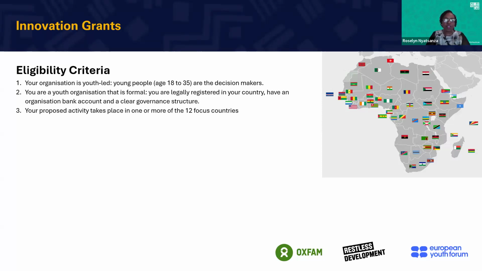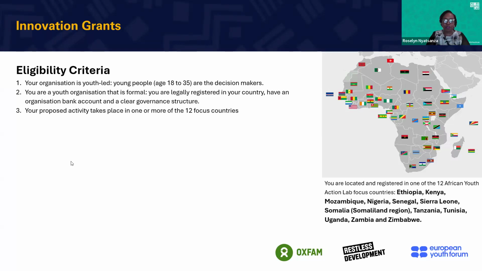Your proposed activity must take place in one or more of the 12 focus countries of this program. Those are: Ethiopia, Kenya, Mozambique, Nigeria, Senegal, Sierra Leone, Somalia and Somaliland region, Tanzania, Tunisia, Uganda, Zambia, and Zimbabwe. So these are the 12 focus countries for this program. Even though our advocacy work is going to touch the whole of Africa, in terms of implementation, those are the 12 focus countries.